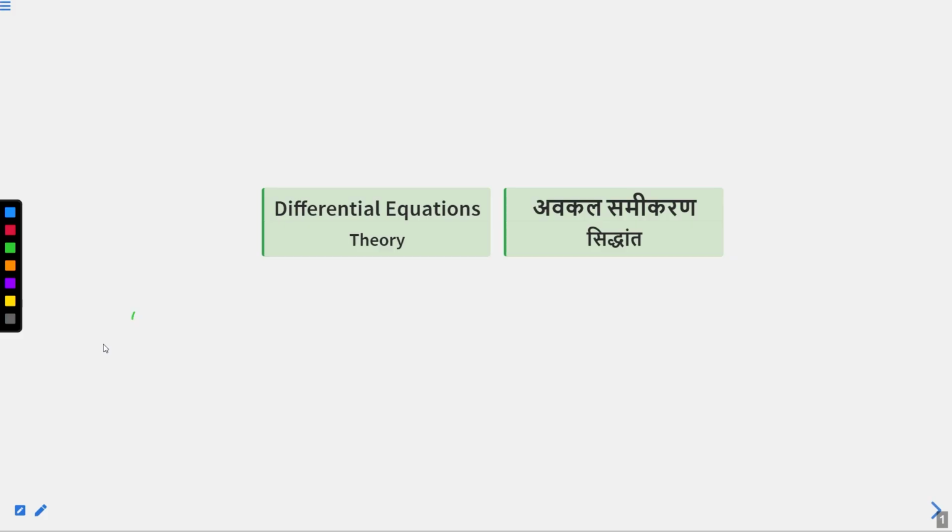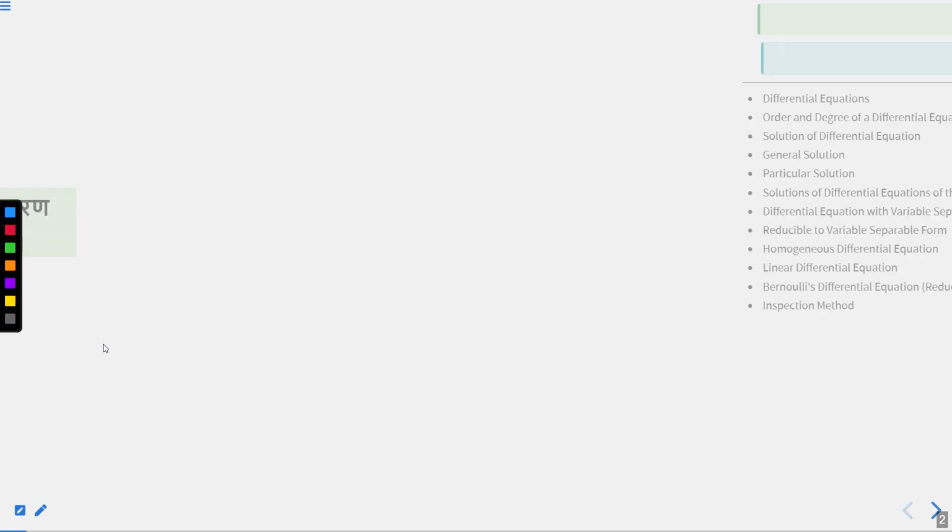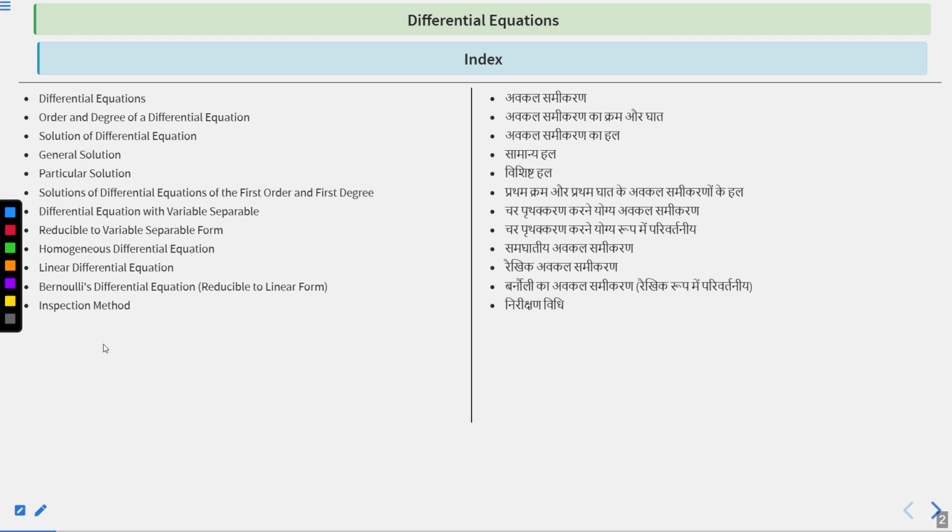In today's class, we will study the theoretical portion of differential equations. The content we will study in this lecture are: first, we will discuss what is a differential equation. After that, we will discuss what is the order and degree of a differential equation. We will see after that solutions of differential equations, in which there are two solutions, general solutions and particular solutions. After that we will see solutions of differential equations of first order and first degree.